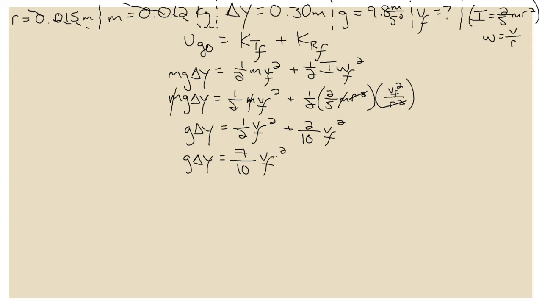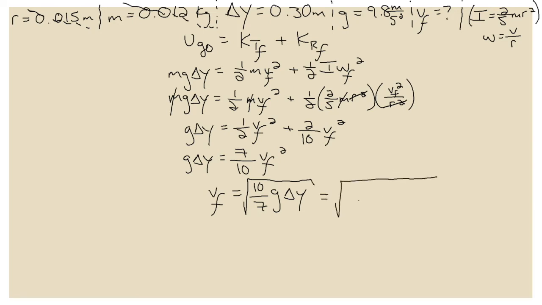v final squared. And now to solve this for the final speed is easy. You just move the fraction over to the other side. And of course, when you move it over to the other side, it flips over. And then you just take the square root. So we get v final equals, we got to flip that, 10/7 times g delta y. And then we take our square root. And that's it. It's a pretty simple equation.